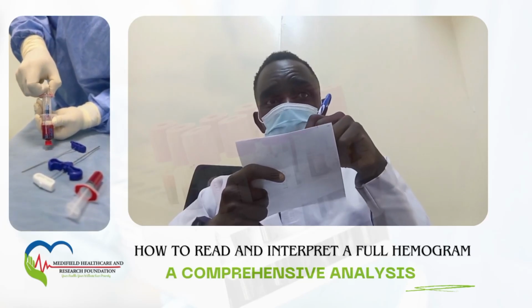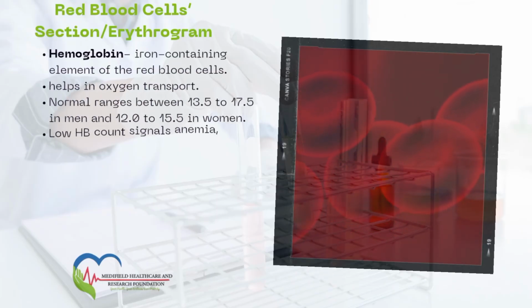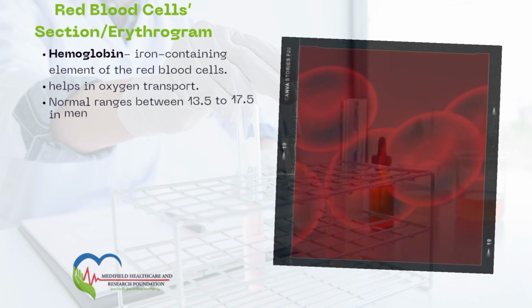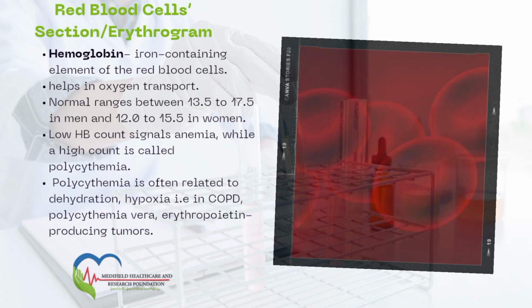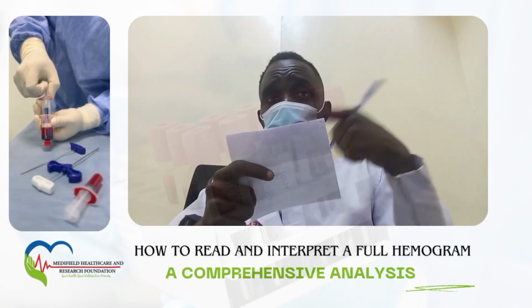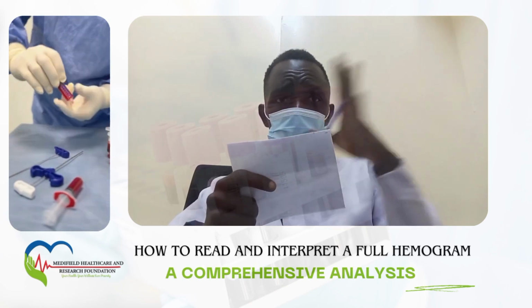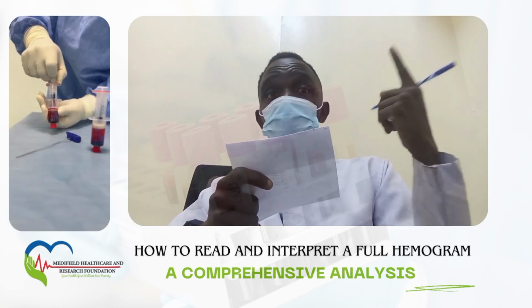In the red blood cells, there is something we call hemoglobin, which is the most important thing we always rush to see in a full hemogram. It is the iron-containing element of blood and helps in oxygen transport throughout the body. The normal range for hemoglobin varies between the genders. For men, it's between 13.5 to 17.5, while for women, it is around 12 to 15.5. So low HB is anemia, of course, while a high HB count is what we call polycythemia.